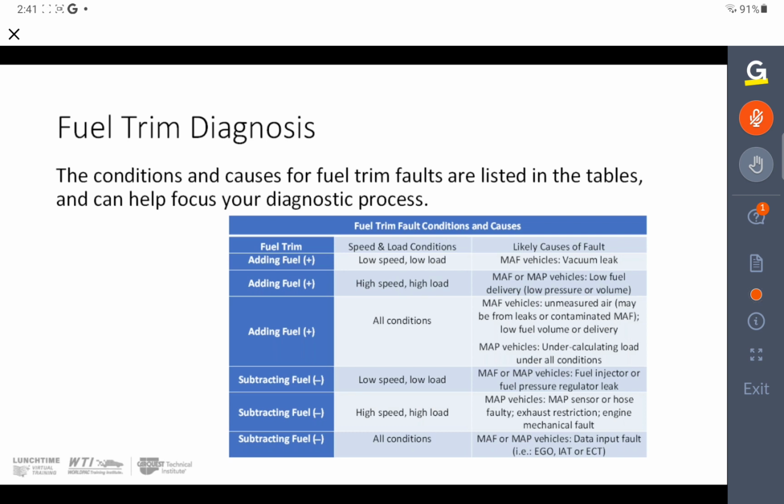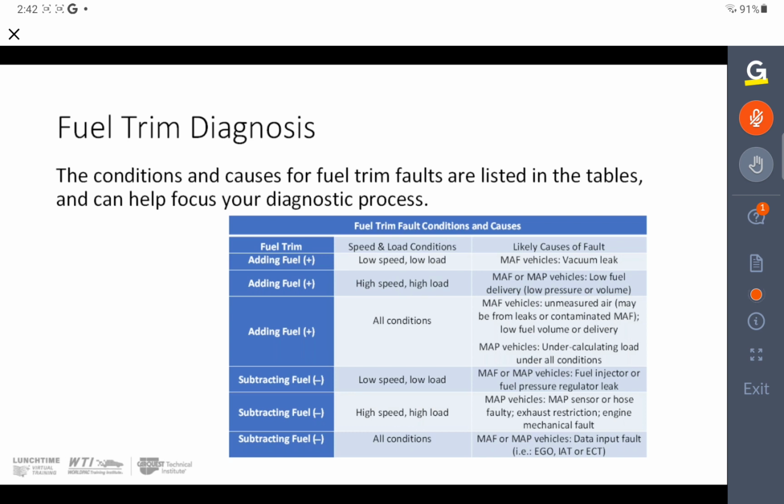Subtracting fuel under all conditions on a mass airflow or a MAP vehicle could be one of our data input faults, looking at your sensors. And I can't stress this enough, when you're dealing with fuel trim problems, you don't want to just look at air fuel ratio sensors or oxygen sensors. You don't want to just look at mass airflow or MAP sensors. You really need to look at all your input sensors.